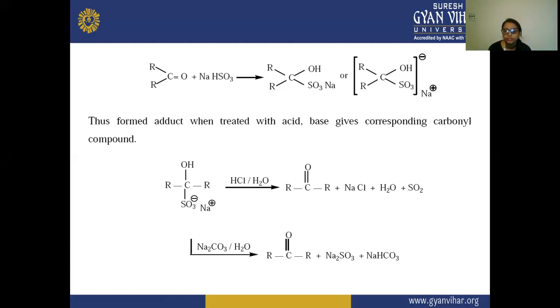So the first reaction is the addition of sodium hydrogen bisulfite, with the formation of a bisulfite salt. When this adduct is treated with acid or base, we get the corresponding carbonyl compound. With acid, there is a formation of the ketone plus NaCl, H2O and SO2. With a base, Na2CO3 and H2O, there is a formation of the ketone RCOR, sodium sulfite Na2SO3, and sodium bicarbonate NaHCO3.